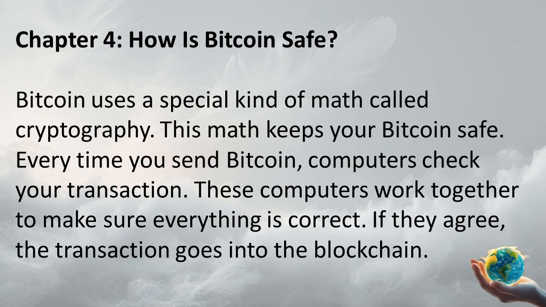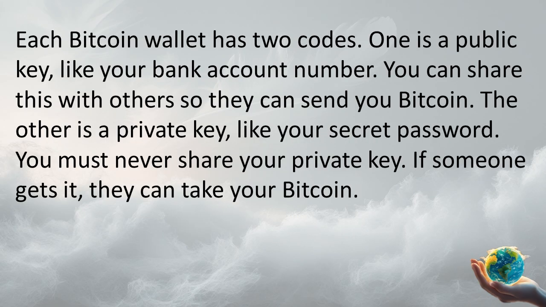Chapter 4. How is Bitcoin safe? Bitcoin uses a special kind of math called cryptography. This math keeps your Bitcoin safe. Every time you send Bitcoin, computers check your transaction. These computers work together to make sure everything is correct. If they agree, the transaction goes into the blockchain.